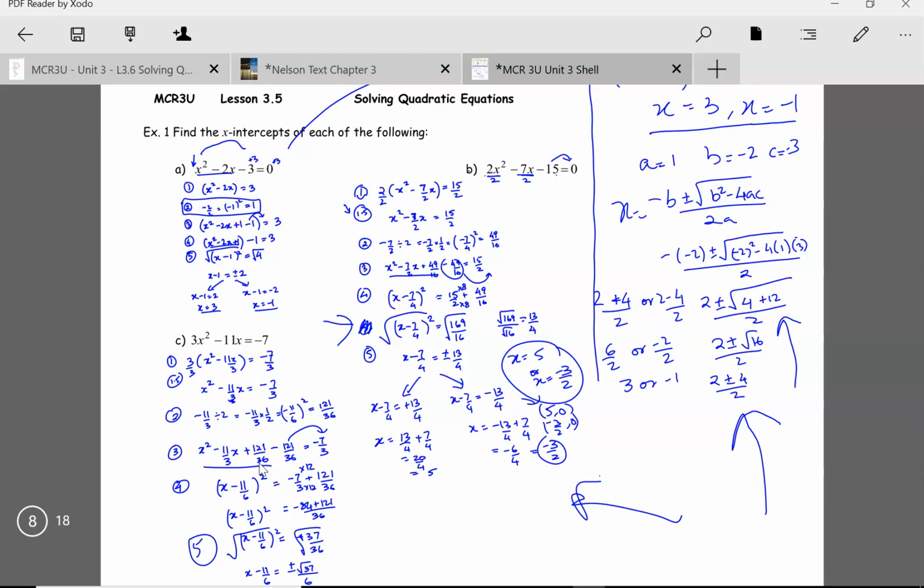Sorry, I just needed to quickly check something. Curiously, I probably would have pointed this out if we were actually having class, but this quadratic formula seems like it just came out of nowhere: negative b plus or minus the square root of b squared minus 4ac, over 2a.